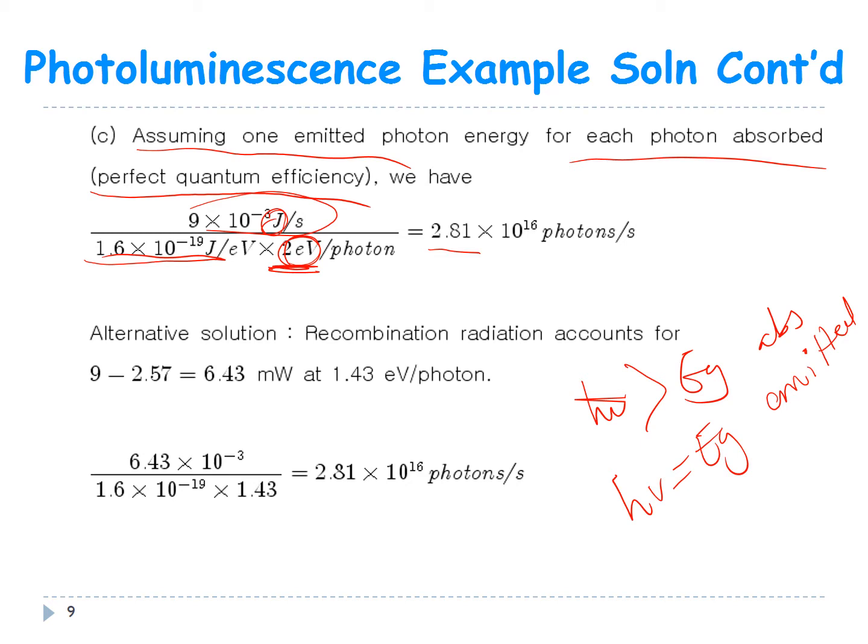Another alternative is to consider the amount of light that is emitted. So this is 9, the total amount absorbed, and then 2.53 is the one that is lost to the lattice due to scattering, and we are only going to emit 6.43. Because we are now considering only the emitted light, we don't use 2 electron volts in this case, but we use 1.43 electron volts, which is the energy gap. So either method is correct.